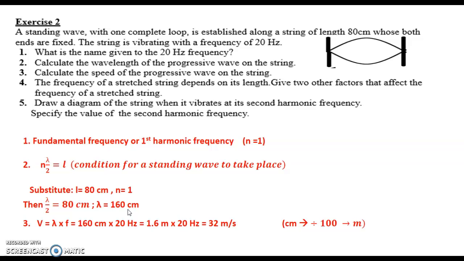Now calculate the speed. V equals lambda times f. We are given the frequency and we calculated the wavelength. We have to convert from centimeter to meter by dividing by 100. 1.6 meter times 20 Hz equals 32 meters per second.